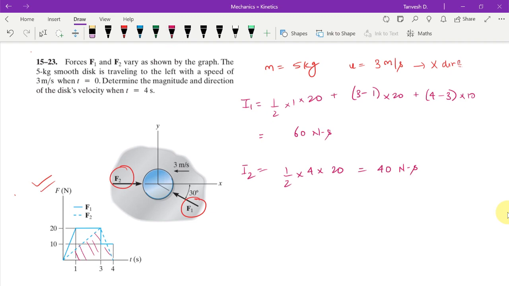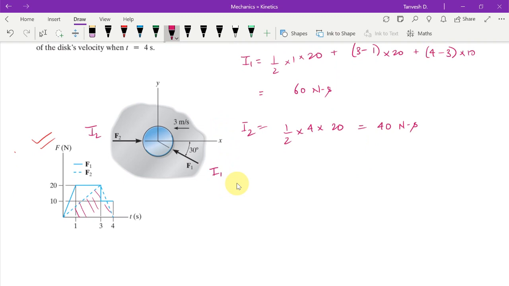Okay, now I have found impulse I1 is like this and I2 is this way. I will write the impulse momentum equation about x and about y separately. Okay, and we will consider the direction along positive x and along positive y to be positive. So impulse momentum equation in x direction will be given by: F2 is acting in the positive x, so I2 will be positive 40 minus I1 cos 30, so 60 into cos 30. This is your total impulse that is acting along the x direction.